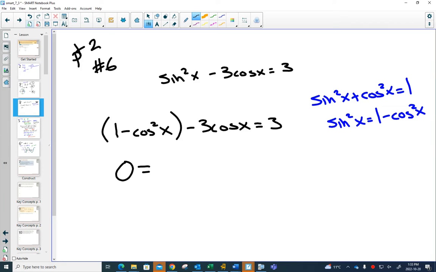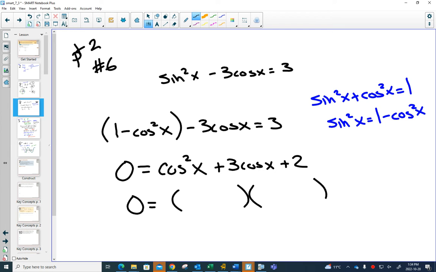I'm going to move everything to the right side because I like it when whatever I have squared is positive. So if I move the cos squared to that side, it'll be positive. The 3 cos to this side will be positive. The 1 to this side will still give me plus 2. And what's really nice is this factors. Cos x plus 2, cos x plus 1.